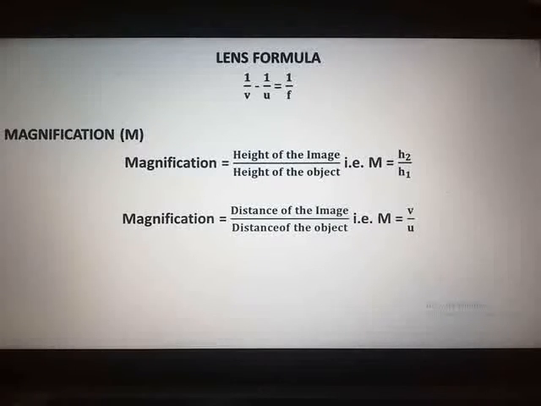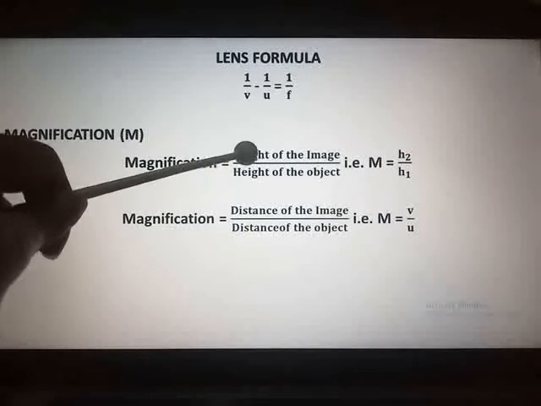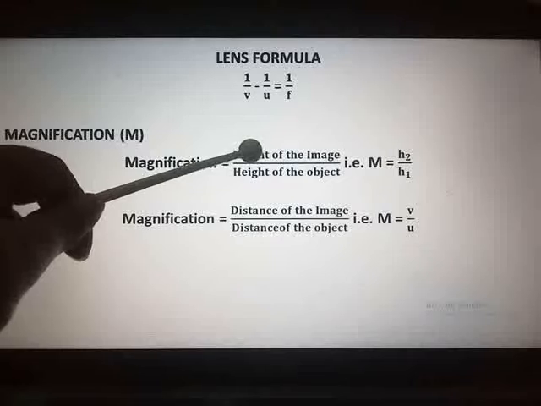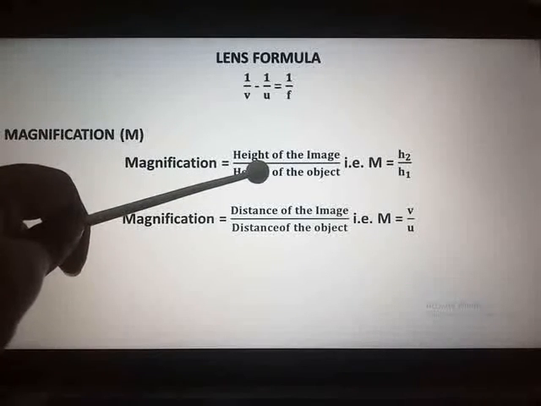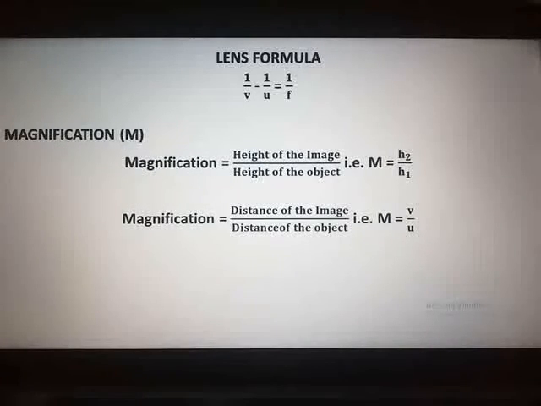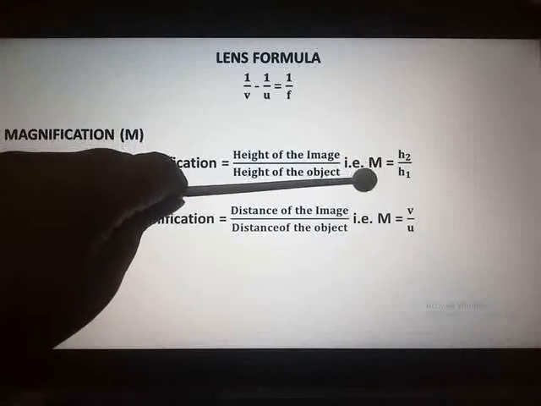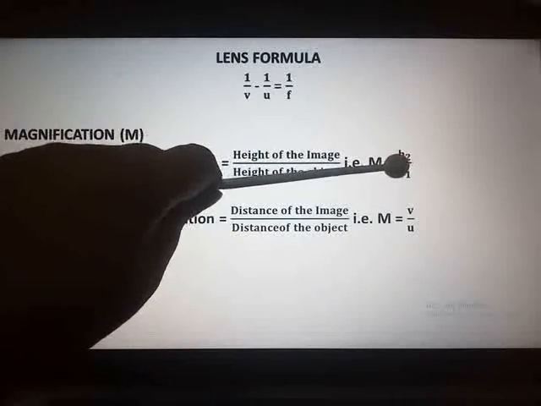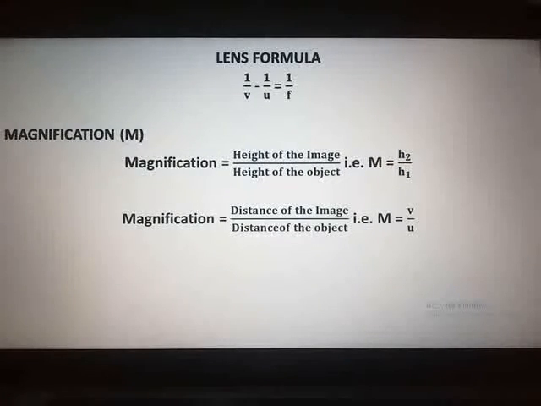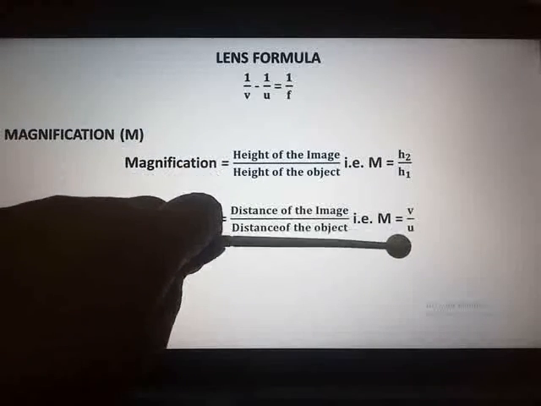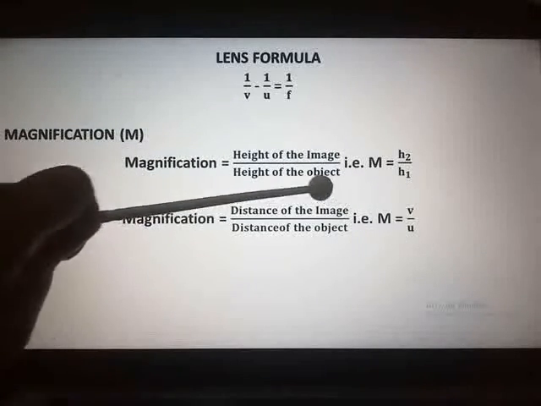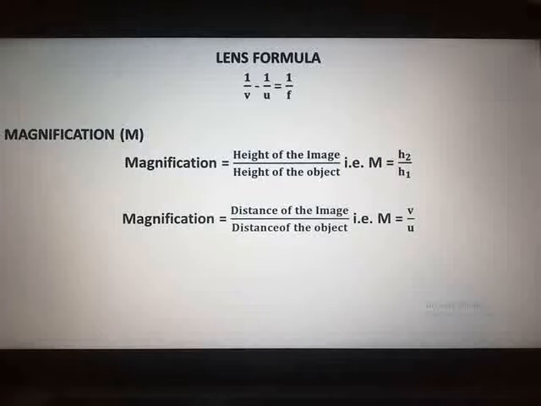Magnification due to the lens is nothing but the ratio of the height of the image to the height of the object. So the height of the image is h2, the height of the object is h1. So magnification M is equal to h2 upon h1, or it is also v upon u, that is the distance of the image to the distance of the object.